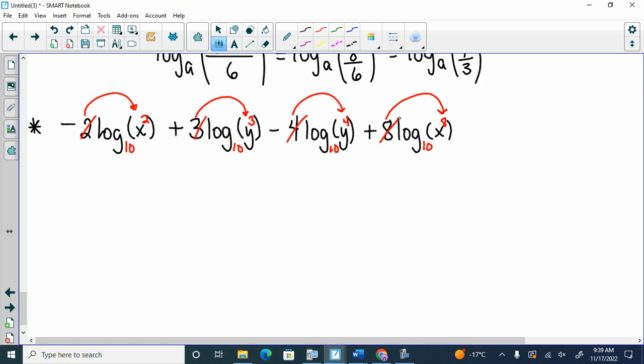Now do I have plus or minus 1s in front? Yes. So now if it has a plus 1 in front, it goes in the numerator. Minus 1 in front, it goes in the denominator. If there's more than 1, I multiply it.